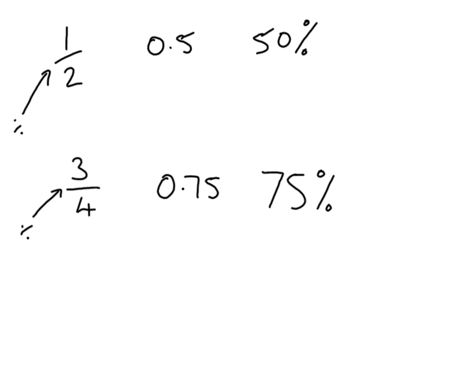So, to convert from a decimal into a percentage, we times by 100. To convert from a percentage into a decimal, we divide by 100.